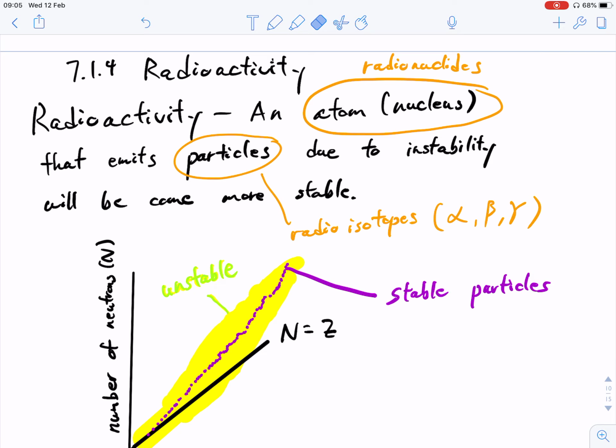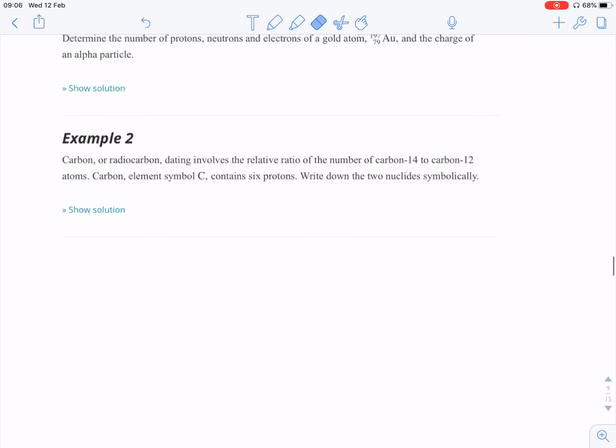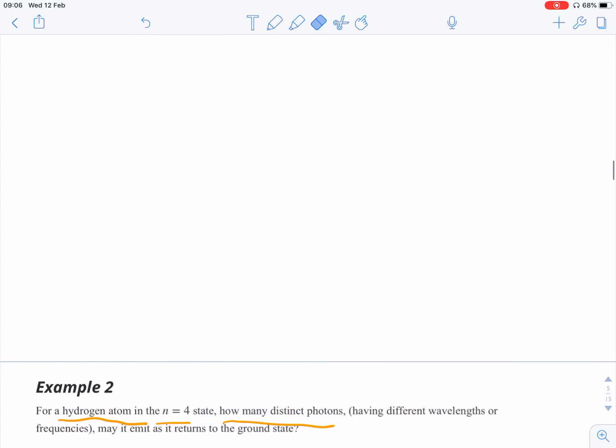Radioactivity is an atom that emits a particle due to its instability, and it's trying to become more stable. So in some ways, you can imagine back when we looked at 7.1 and we were looking at excited states and things like that.